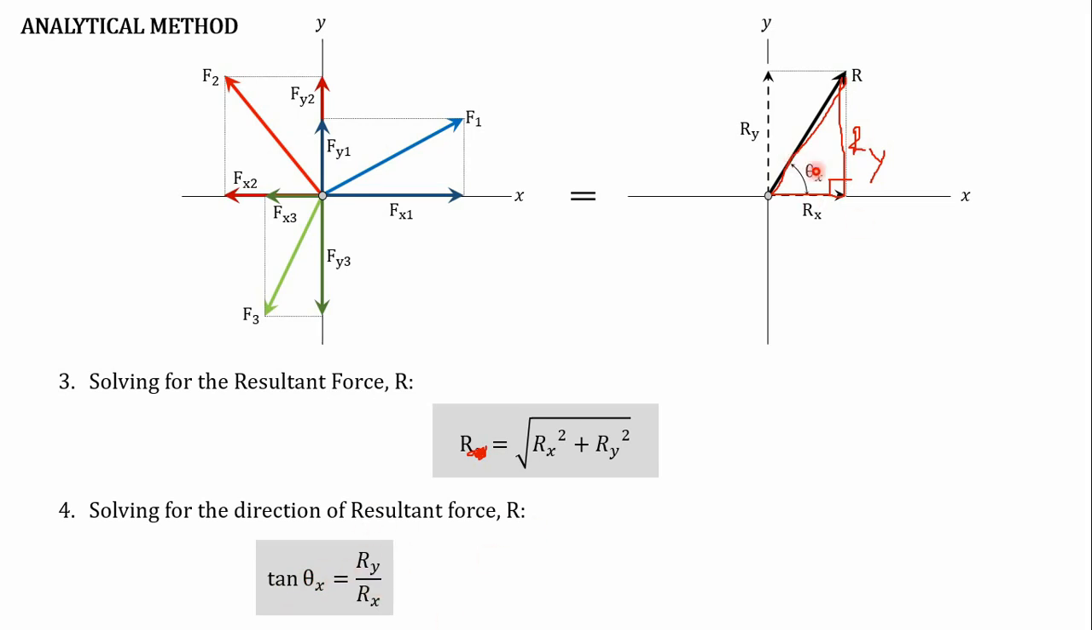Okay, so gamitin lang natin yung trigonometry, no? So tangent theta x is equal to vertical divided by the horizontal. Okay, that's the rule of trigonometry. If we want to use cosine or sine, the sine of this triangle, so sine theta x is equal to Ry divided by R. Okay, so Ry divided by R, so that will be sine theta x.